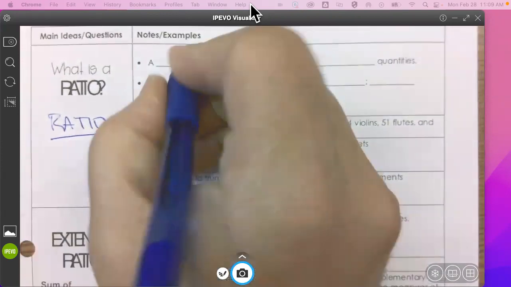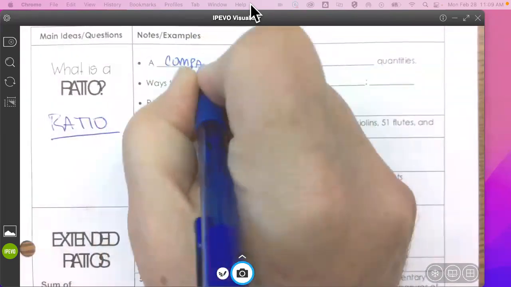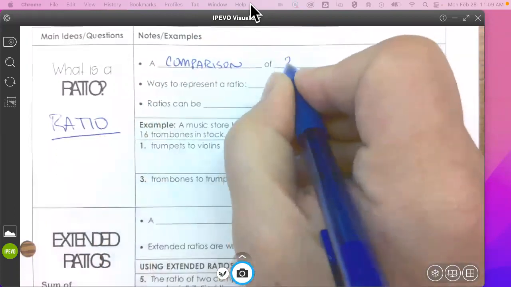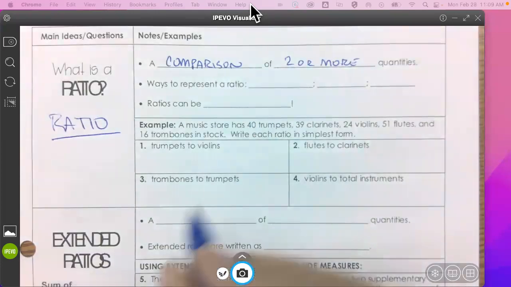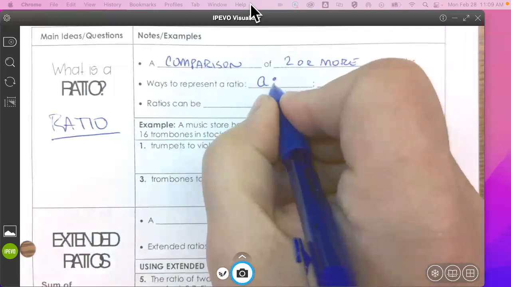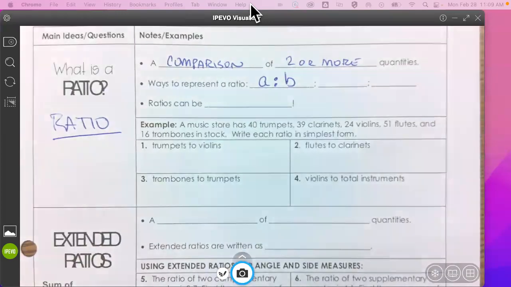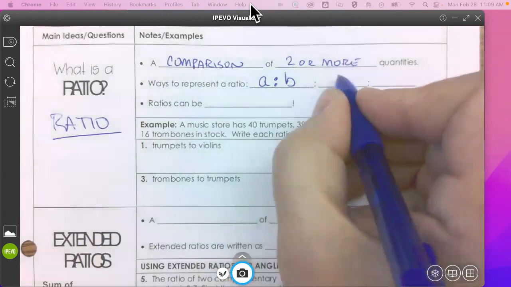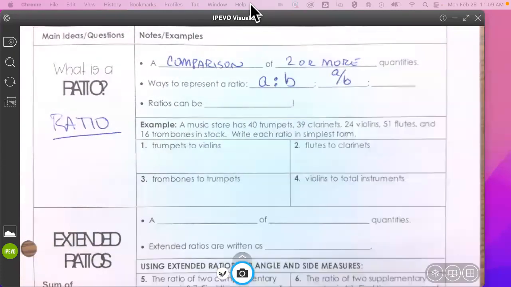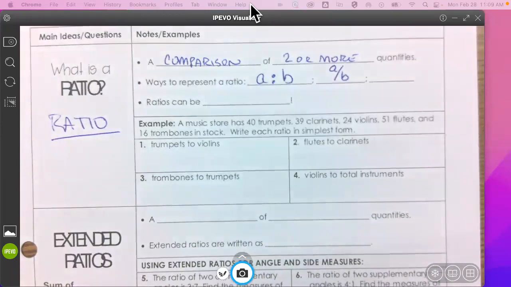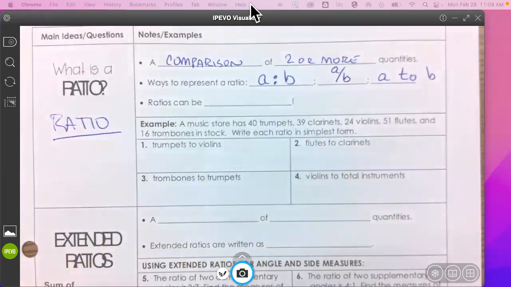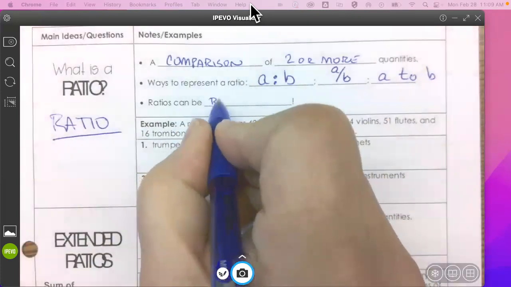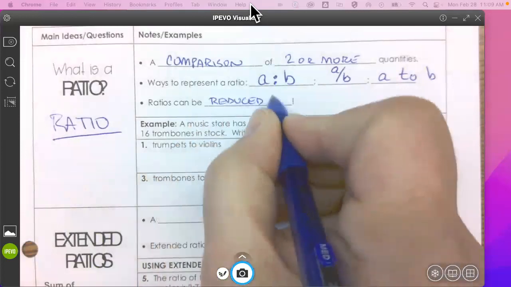So what is a ratio? It's a comparison of two or more quantities. So often we'll see ratios written as, for example, A colon B, right? Like 2 to 3 or 2 to 5 or 7 to 4. It can also be equivalently written as a fraction, like A over B. Or we could use letters like a name, A to B. Less mathematical. Importantly, ratios can be reduced or simplified.